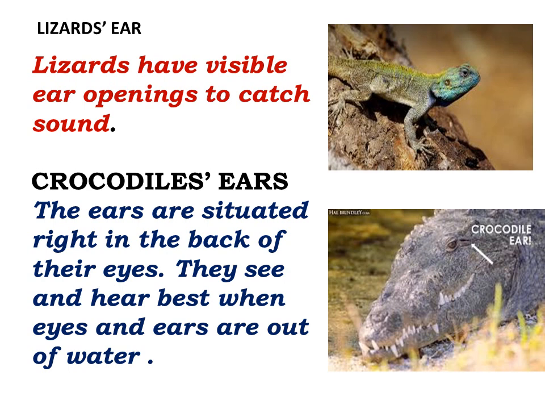The nostrils, eyes, and ears lie along the top of the head so that the animal can hear, see, smell, and breathe when rest of the body is submerged in water. So presence of nostrils, eyes, and ears along the top of the head is an adaptation of crocodile for its survival.